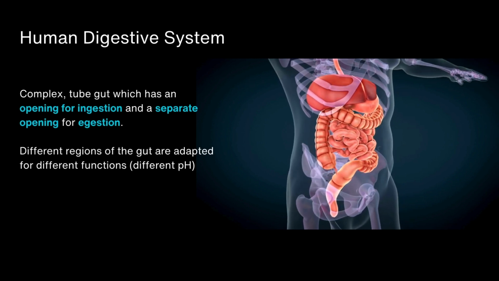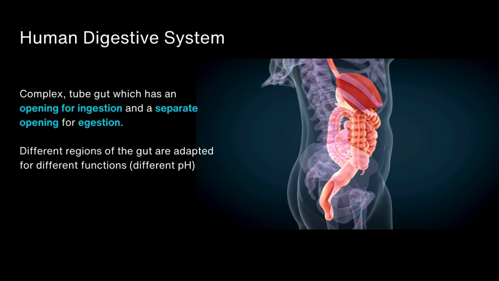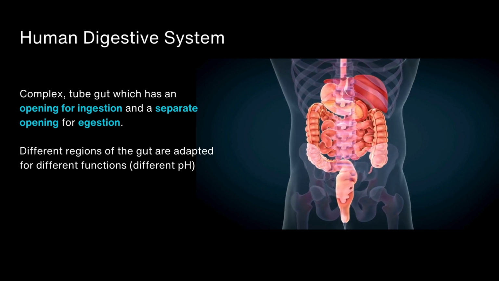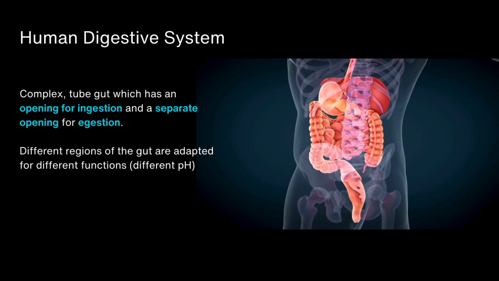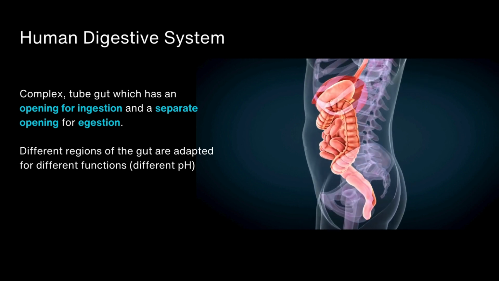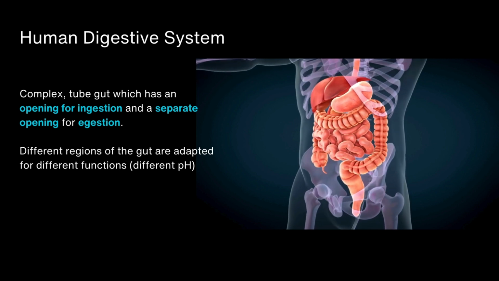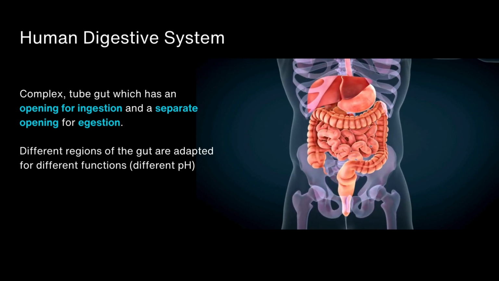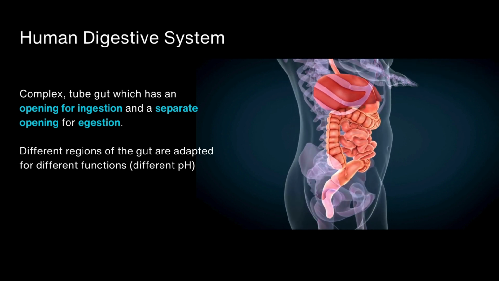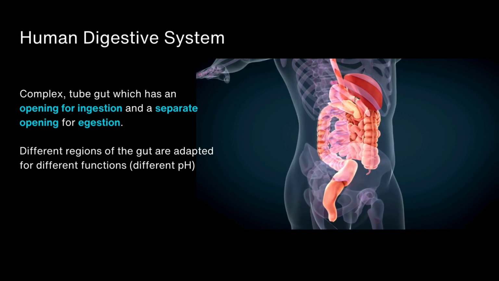So now if we move to the human digestive system, it's a lot more complex than the Hydra. And the first thing to note is that it doesn't have one single opening. It has two. So it has one opening for ingestion of food in the mouth and a separate opening for egestion of food, the anus, via feces. It also has different regions of the gut which are adapted for different functions and have different pHs.